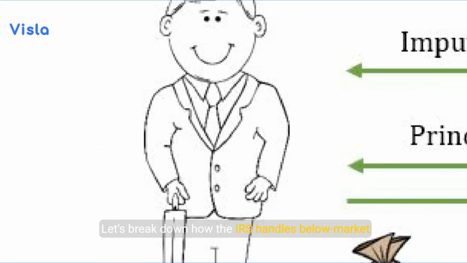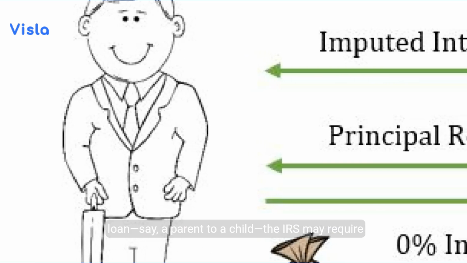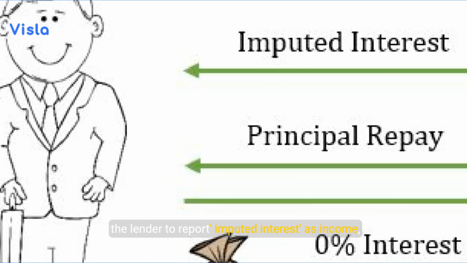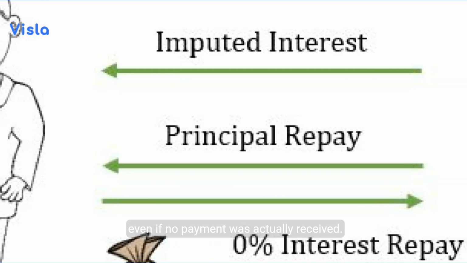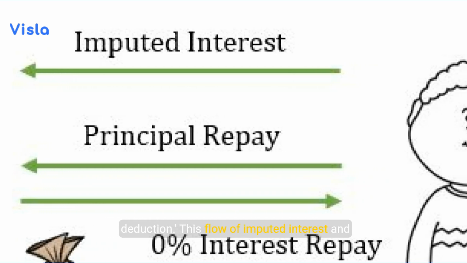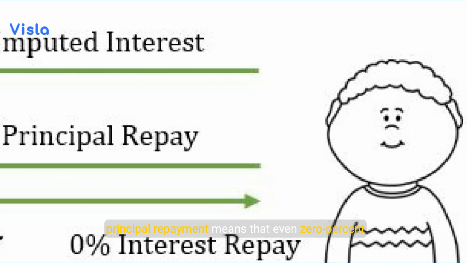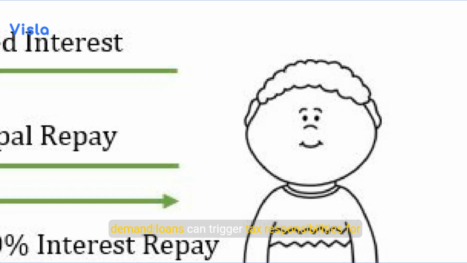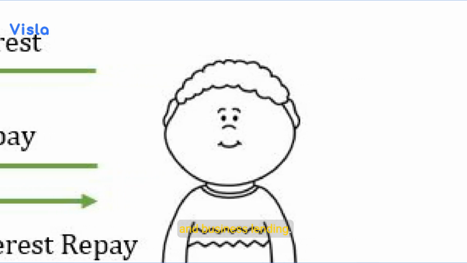Let's break down how the IRS handles below-market loans. If a lender gives an interest-free loan, say, a parent to a child, the IRS may require the lender to report imputed interest as income, even if no payment was actually received. Meanwhile, the borrower could get an interest deduction. This flow of imputed interest and principal repayment means that even 0% demand loans can trigger tax responsibilities for both parties. It's a key consideration in family and business lending.